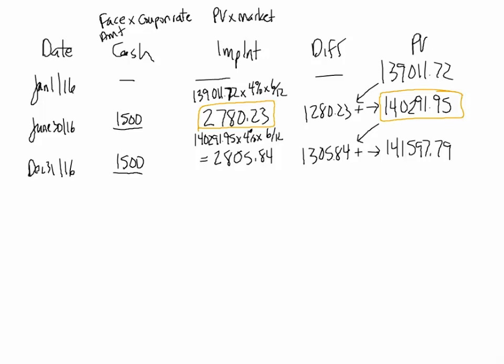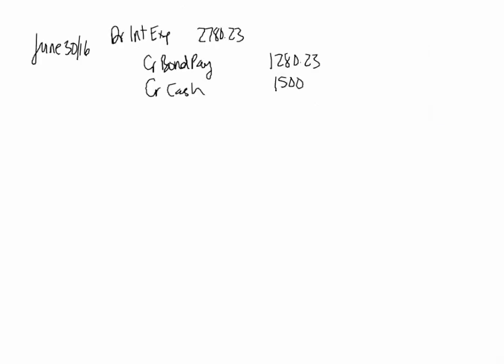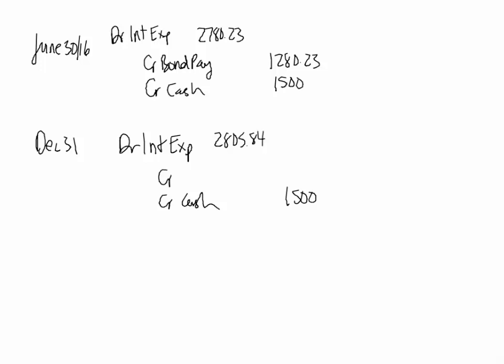Just one second. I'm going to do the entry. Okay, so what entry are we actually going to do? Well, we're going to do the entry at December 31st. We're going to do a credit to the cash for the $1,500. We're going to do the debit to the interest expense, which is the higher amount of 2805.84. And then we're going to credit the bond payable by the 1305.84.